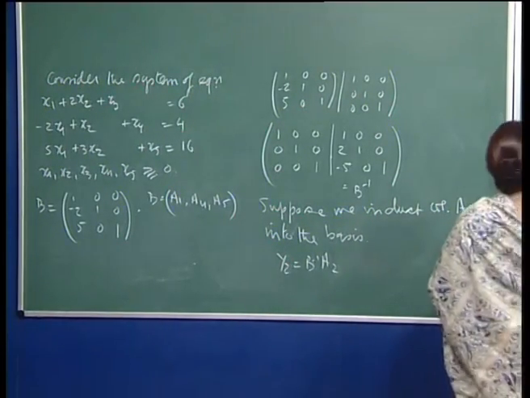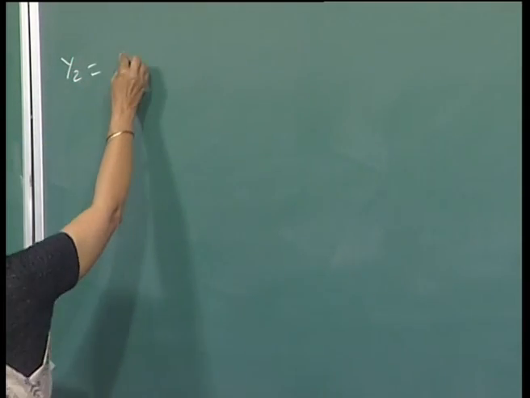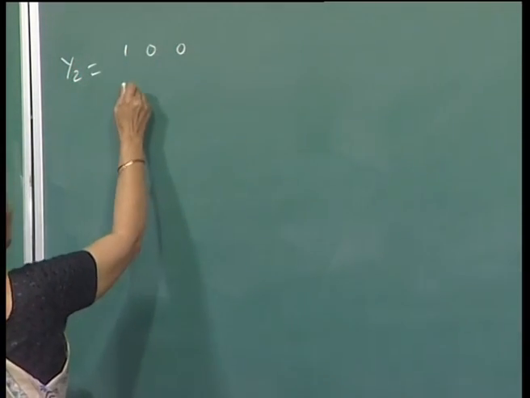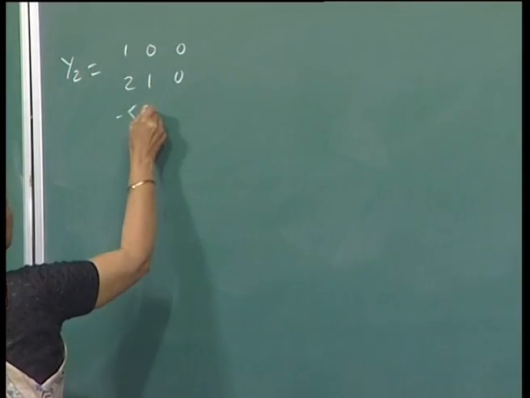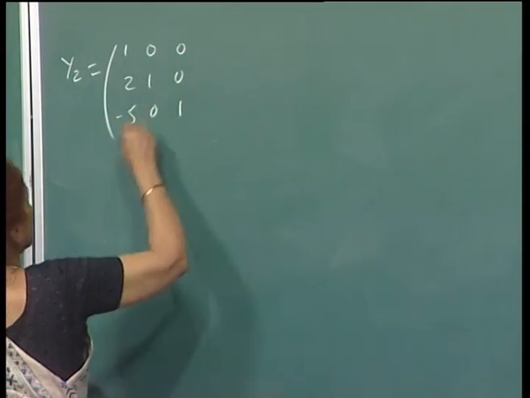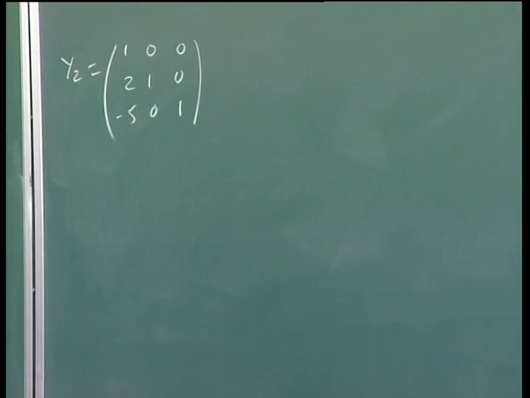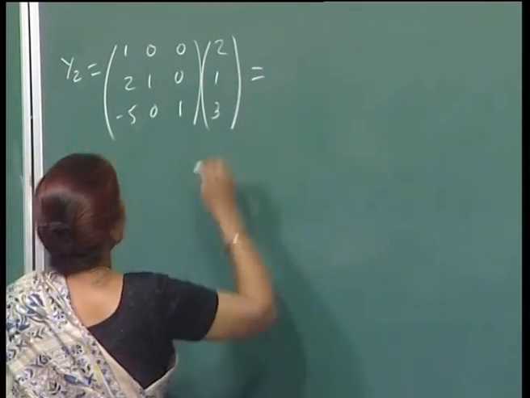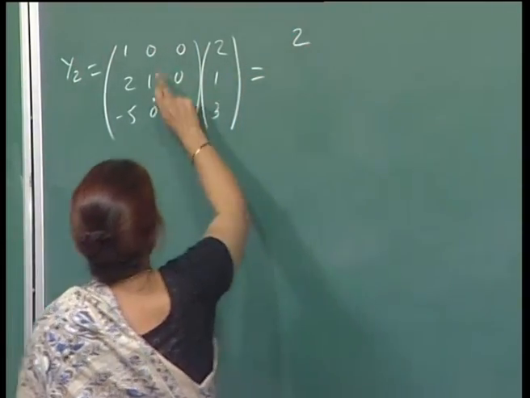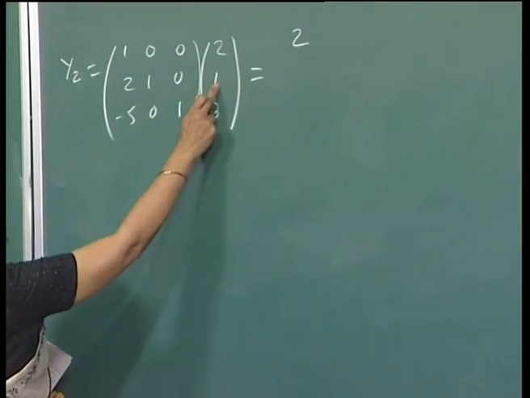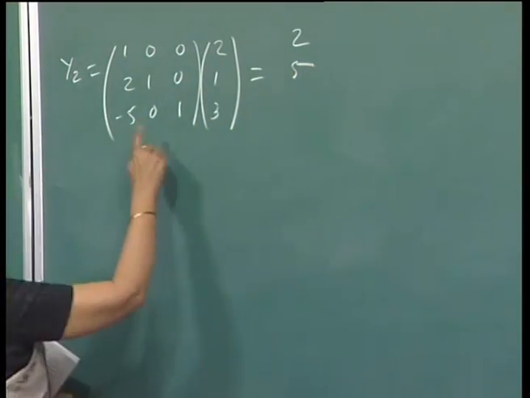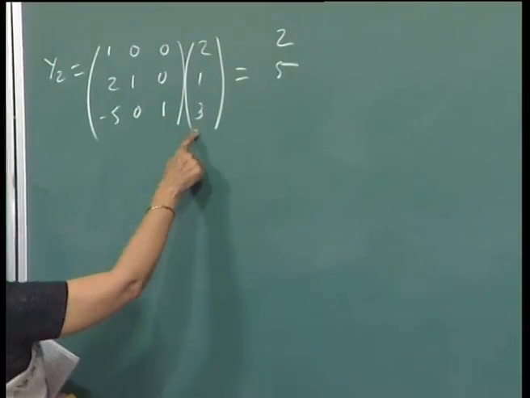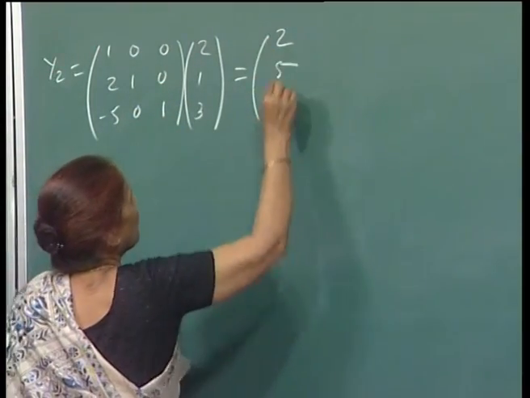So, what is my y2? Y2 would be B inverse. So, B inverse now is [[1, 0, 0], [2, 1, 0], [-5, 0, 1]] times the second column, which is (2, 1, 3). So, that gives me 2, and this is 4 plus 1, 5, and then it is minus 10 plus 3, which is minus 7.